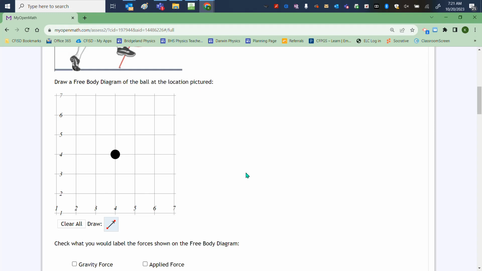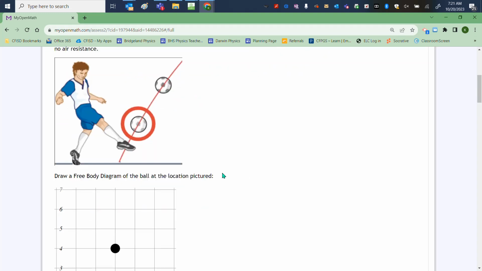So let me ask you before I draw anything, what force or forces would be acting on that ball at that position? Gravity. Is he still kicking it? No. He did apply a force to make it move, but you would not draw an applied force at that position. As soon as it's left his foot, the only force acting on that object is gravity, which makes this an object in free fall.